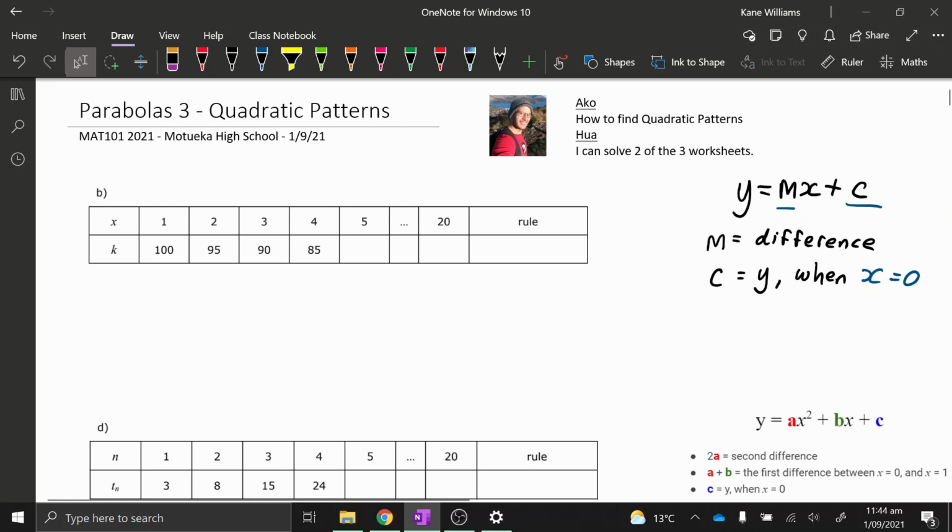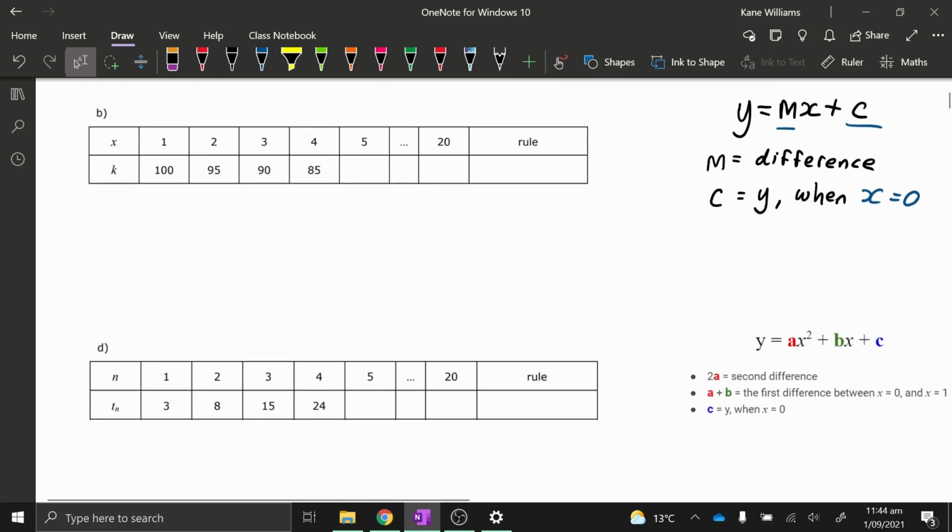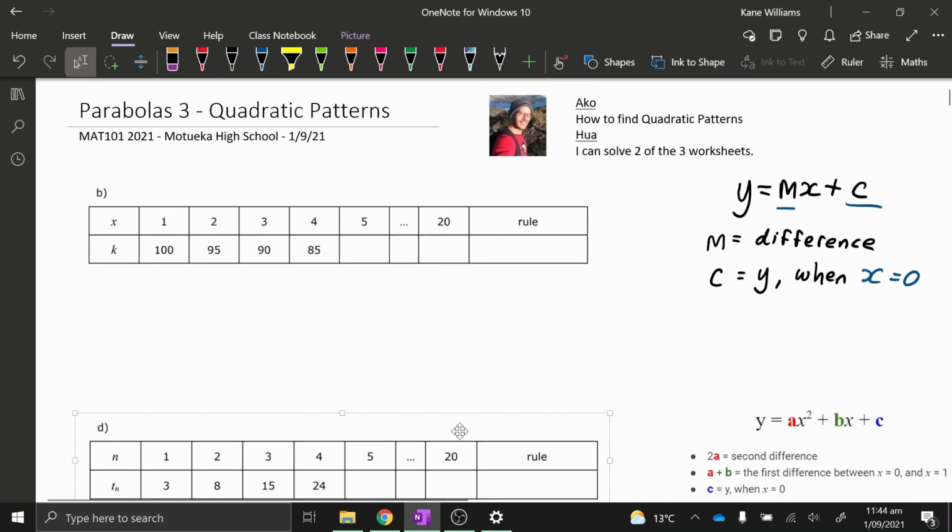same? We are doing quadratic patterns today. What's a quadratic pattern? It's basically finding the equation using the table. So before I do that, let's do a linear pattern. It'll be a bit easier.